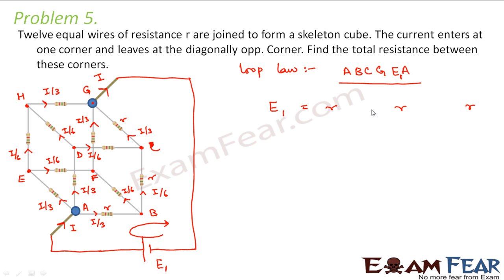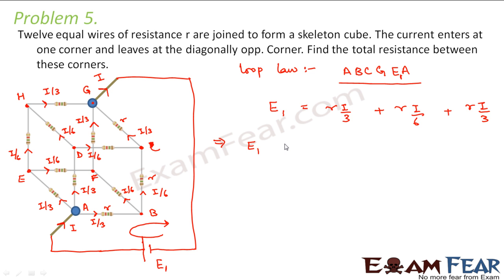How much current flows through each of them? Through the first resistor it is I by 3. Through the second resistor r it is I by 6. And through the third resistor again it is I by 3. Now as per my assumed direction, it leaves the battery at the positive terminal, so E1 will be positive. It traverses this r also in the same direction, so this will also be positive. I by 6 is also positive and I by 3 also positive, so all of them will be positive.